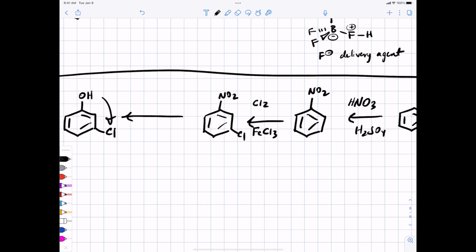And then the problem's done, right? I can reduce to the aniline, diazotize, and then substitute. Okay?